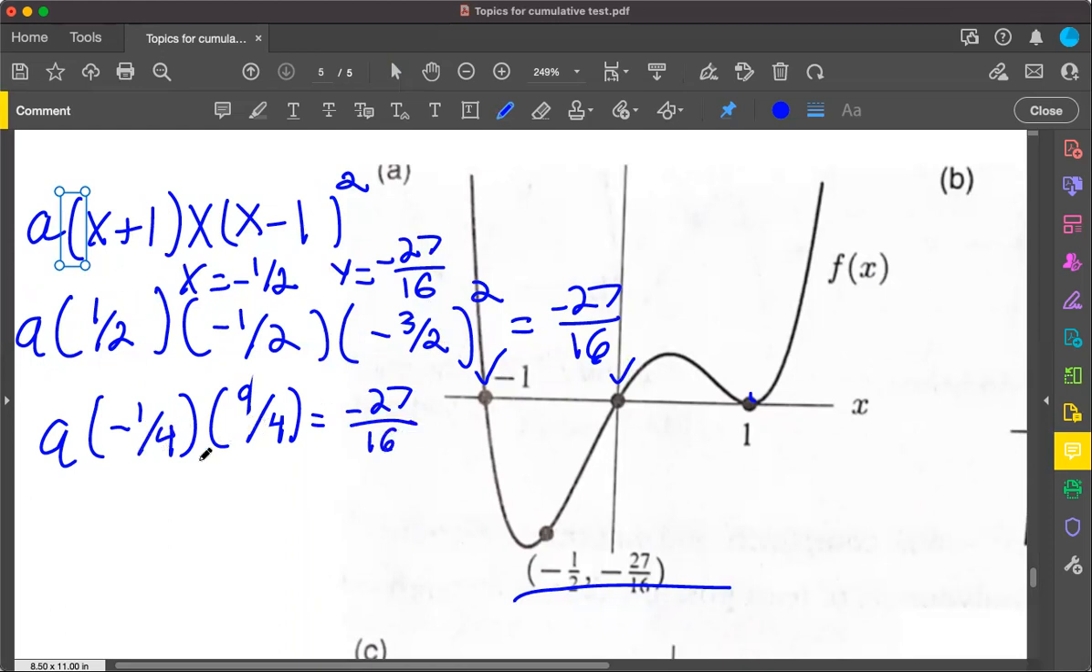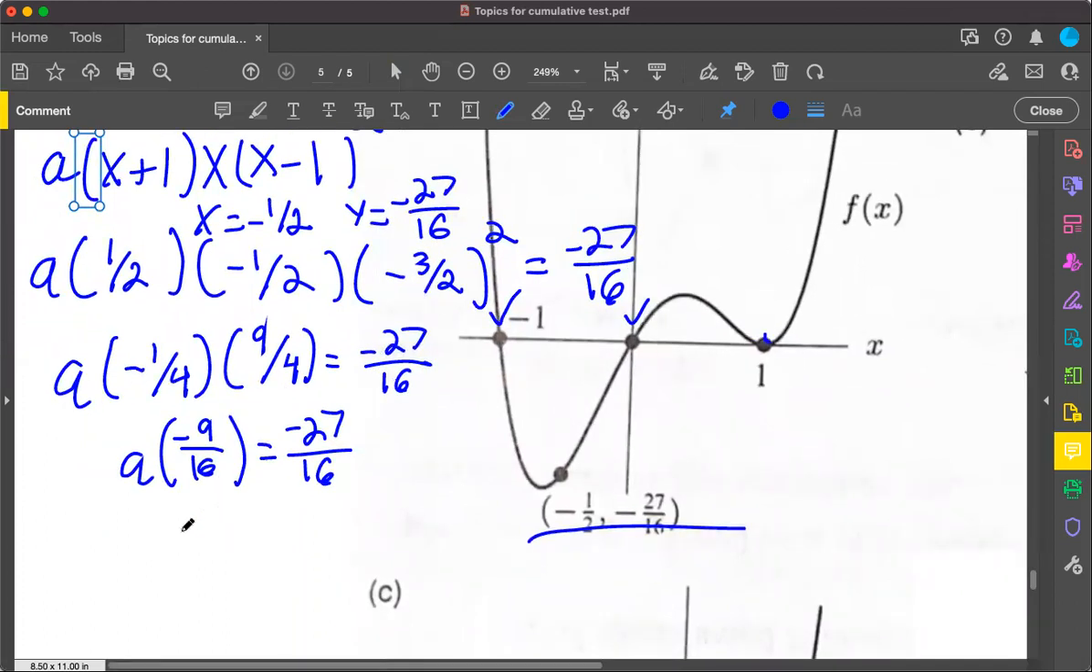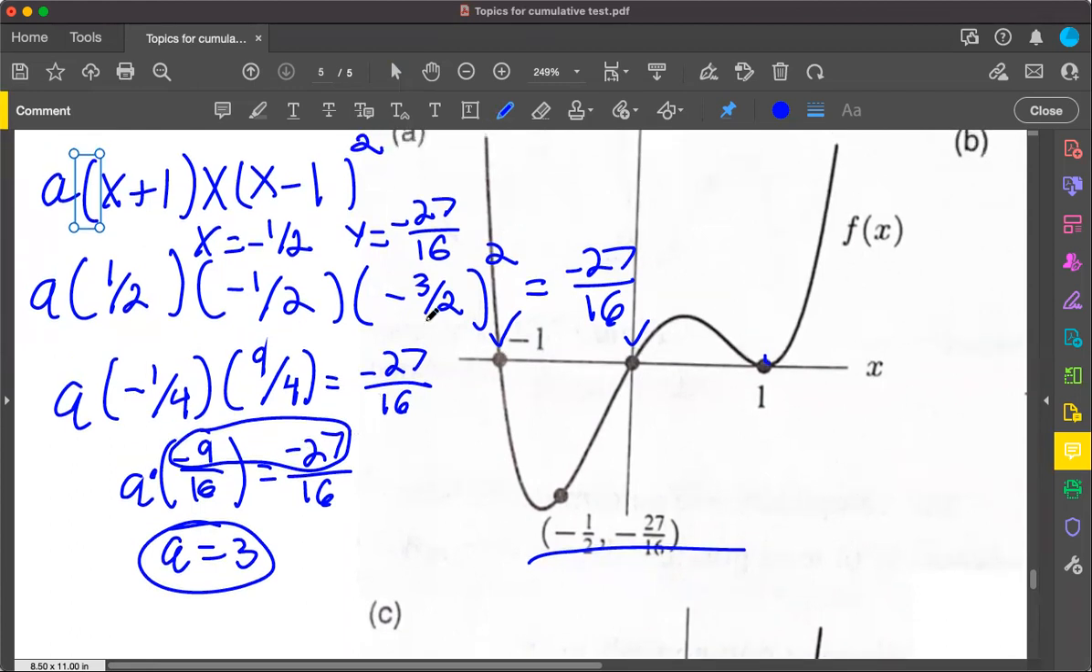You take this further, you're claiming that A times -9/16 equals -27/16. So A is going to have to just be 3. If you're not convinced, just focus on up here. You're claiming that -9A equals -27, so A has to be 3. It's pivotal. Please go for the A term. Don't forget about it.